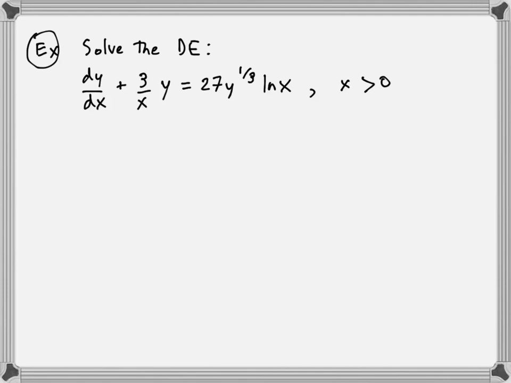Notice that this looks almost linear, except it's got this extra term here. If that term was not there, this would be a first order linear differential equation. However, that term is there, and because it is y to the something, this whole differential equation we know is Bernoulli. So this is how we know that we're supposed to get rid of that term.